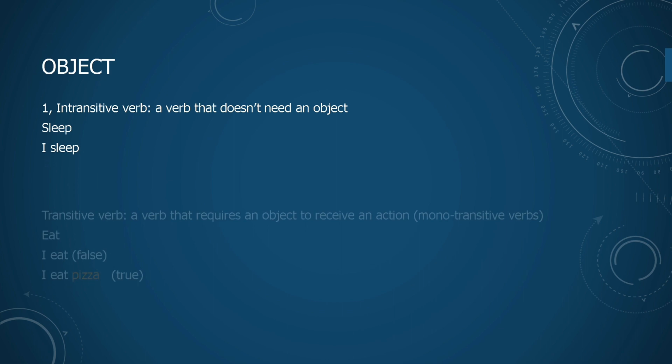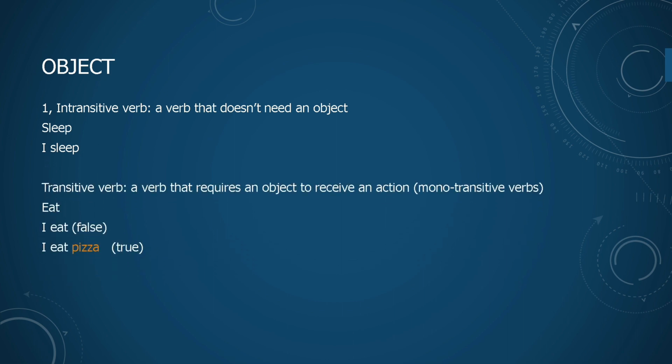But then we have the second type, which is transitive verb, a verb that requires an object to receive an action, and we have two types. Monotransitive verbs is the first type. Whenever you see the word mono, it refers to one thing. So when we say a monotransitive verb, we mean a verb that requires one object. Just like the example eat.